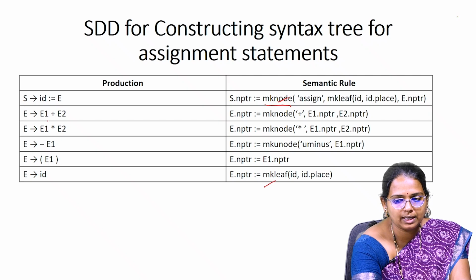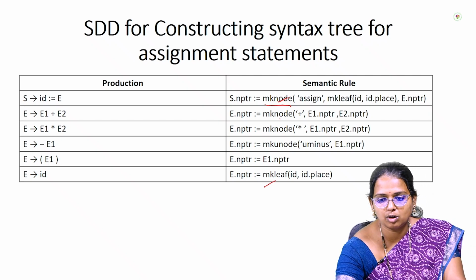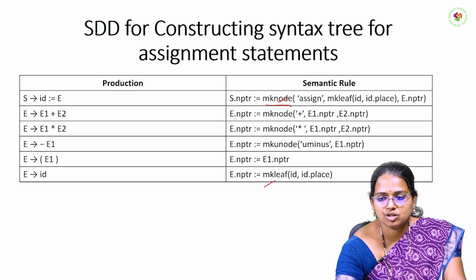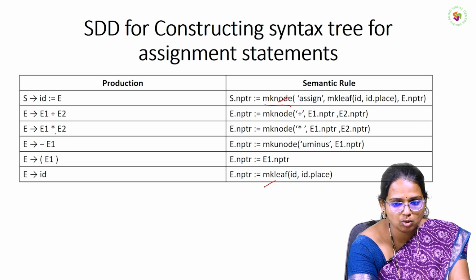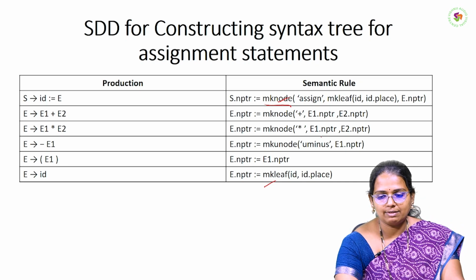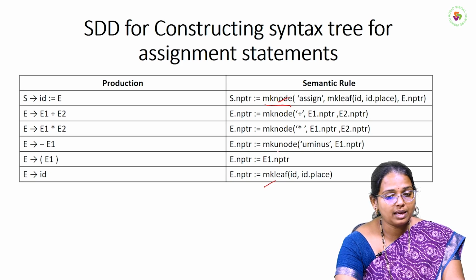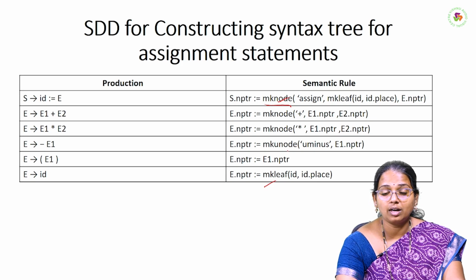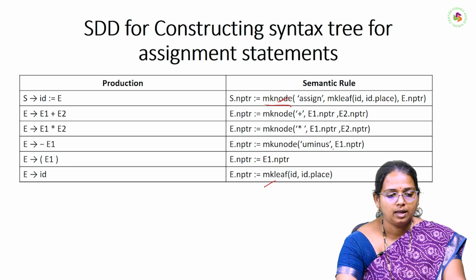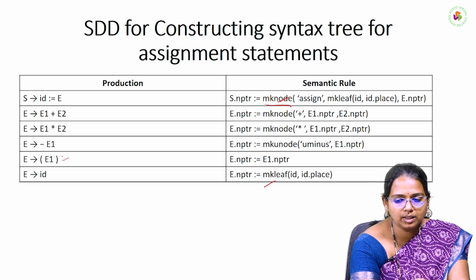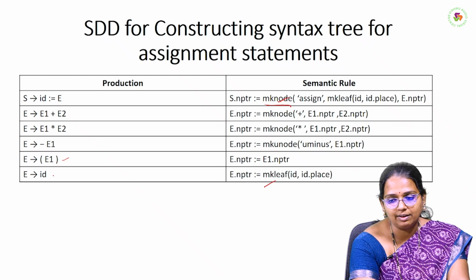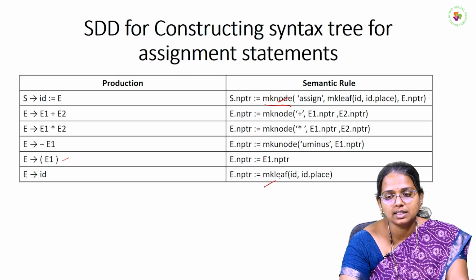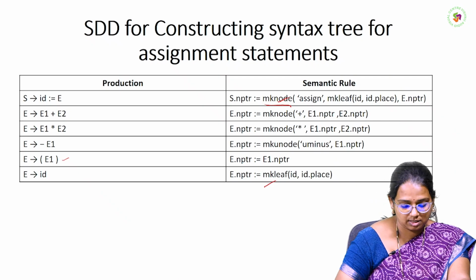Next, E equals E1 plus E2. So you should make a node. That node should contain the operator and its children are the E1 node pointer and the E2 node pointer. Similarly for this expression, you need to make a node with an operator and its leaves or children are the nodes E1 and E2. Next, here we are making a node but its operator is for what? Unary. So it is a unary minus E1. And here E is just assigned E1, so the E pointer equals the E1 pointer. For this we should make a leaf, E tends to id. This is an SDT for constructing a syntax tree for this grammar.